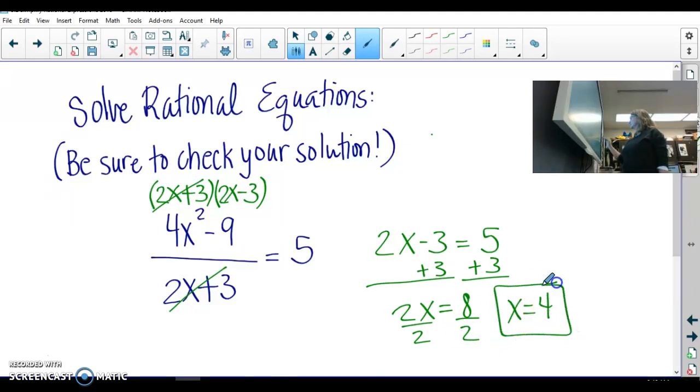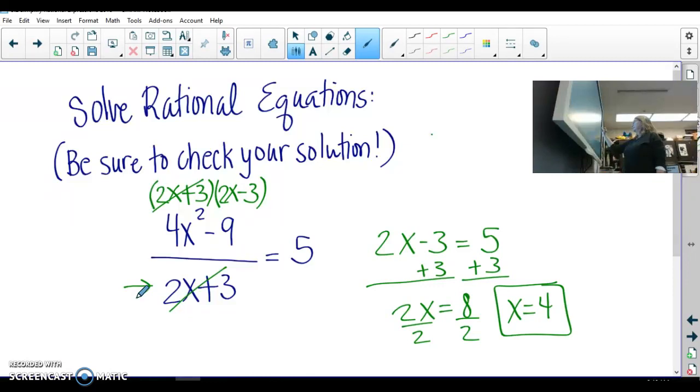Now, a very important step in this process is to check your solution. And the reason for that is because, remember, there's going to be places where the expression is undefined, and that's when the denominator is equal to 0. So if you ever get a solution that makes the denominator equal 0, you've got to throw it out, and it doesn't work. It's called an extraneous solution.